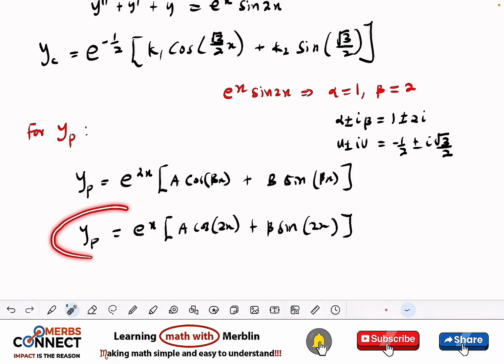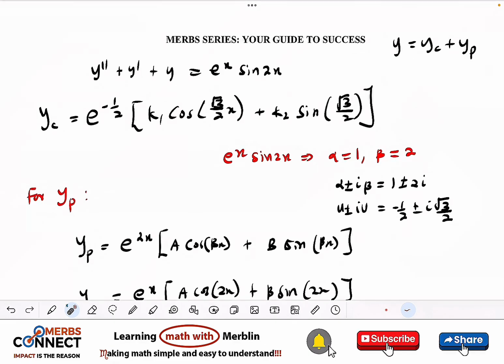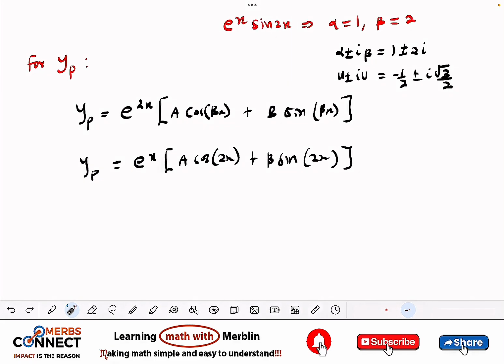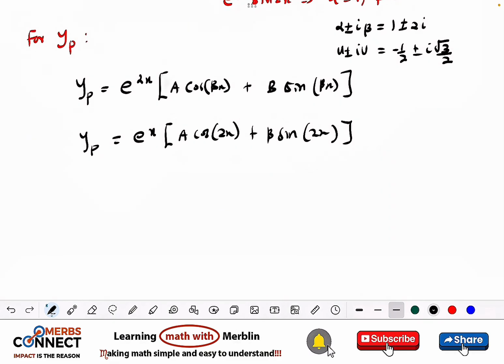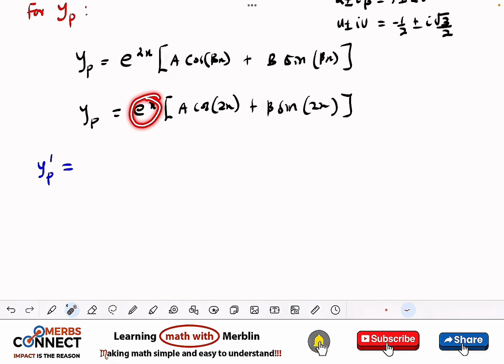Now that we've gotten the trial solution, what we just need to do is the same process. We differentiate, we do substitution here, and then we compare. This one is kind of very complicated when you are dealing with the differentiation, because there is going to be a lot here. So let's do that. yp prime is going to be, so I have one function here and another function here, so I'll treat it as the product rule.